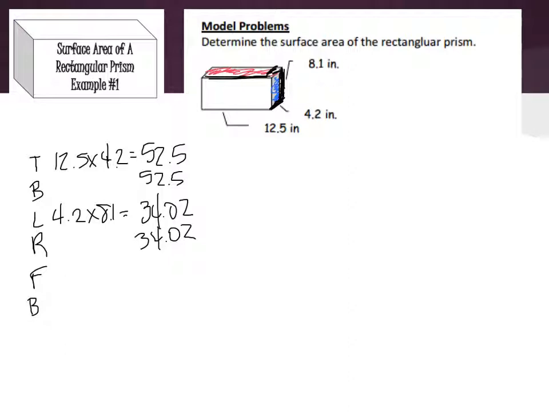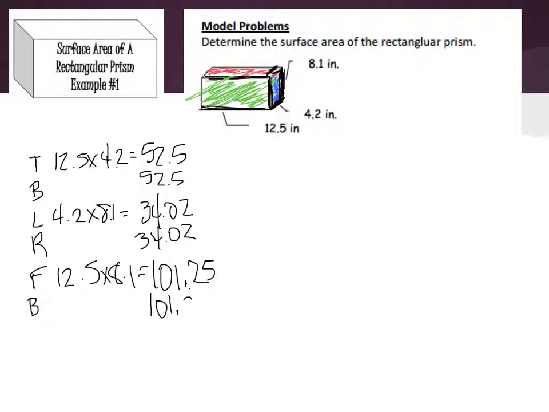The front of this box measures 12.5 by 8.1, so here's the front in green, and it measures 12.5 long and 8.1 tall. So our area of this would be 12.5 times 8.1, which gives us an area for the front of 101.25. I know if the front of my box is 101.25 square units, that the back would also be 101.25 square units.